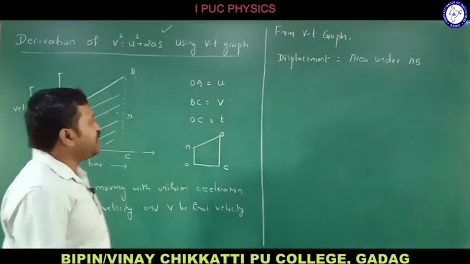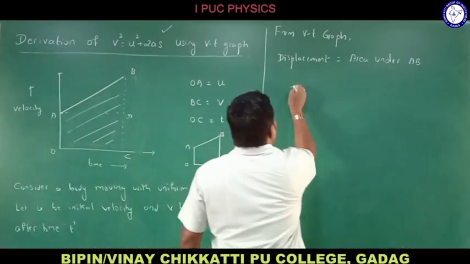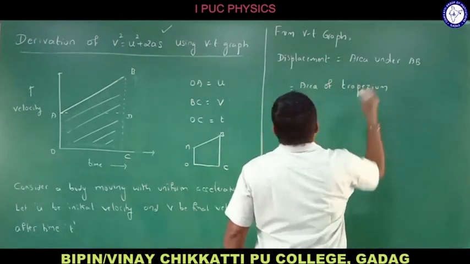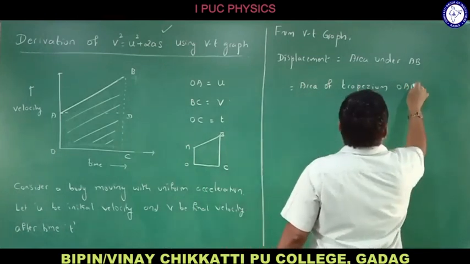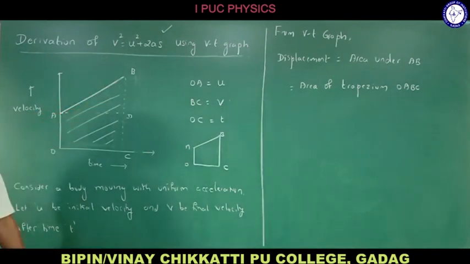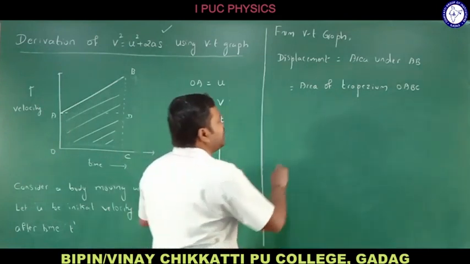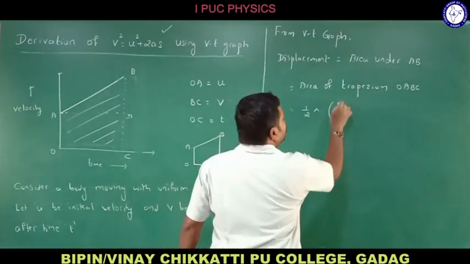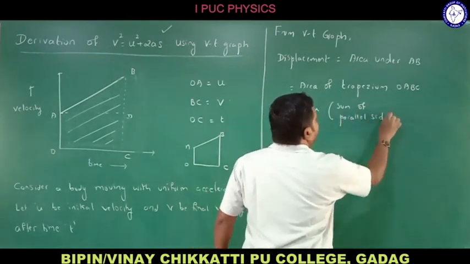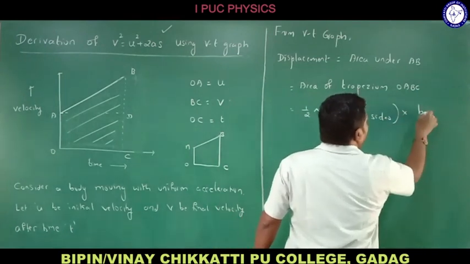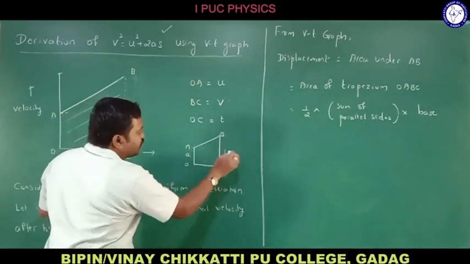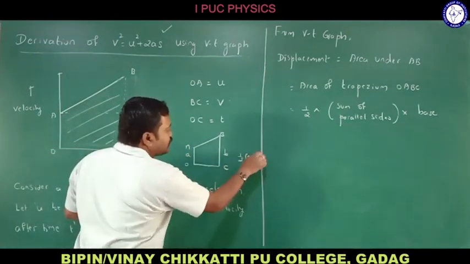What is the area under AB? Area under AB is the area of trapezium OABC, right? You know, what is the formula for the area of a trapezium? The area of a trapezium is half into the sum of parallel sides into the base. So this is the formula, right? Sum of parallel sides, this is A and this is B. That is, the formula is half into A plus B into the base.